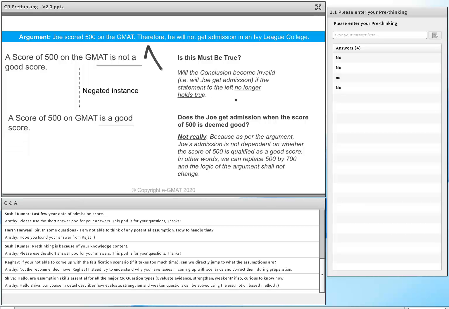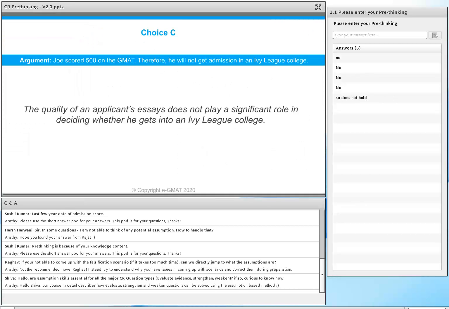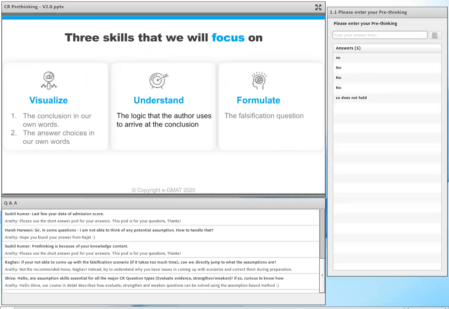Why? Because when you look at this argument, the conclusion is not predicated on whether a score of 500 qualifies as a good or bad score. So even if you make it a good score, an excellent score, the author's claim doesn't go away. He says, you scored a specific score, which is why you're not going to get into an Ivy League college. In other words, you could replace this 500 by 700, and the logic will remain the same as well.